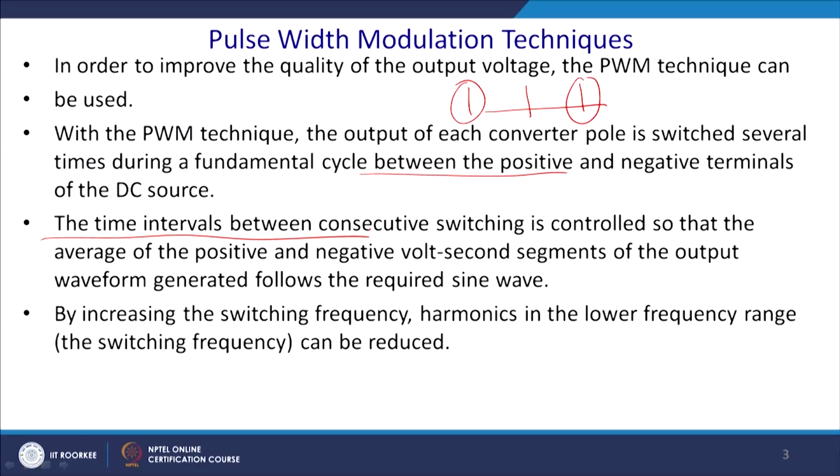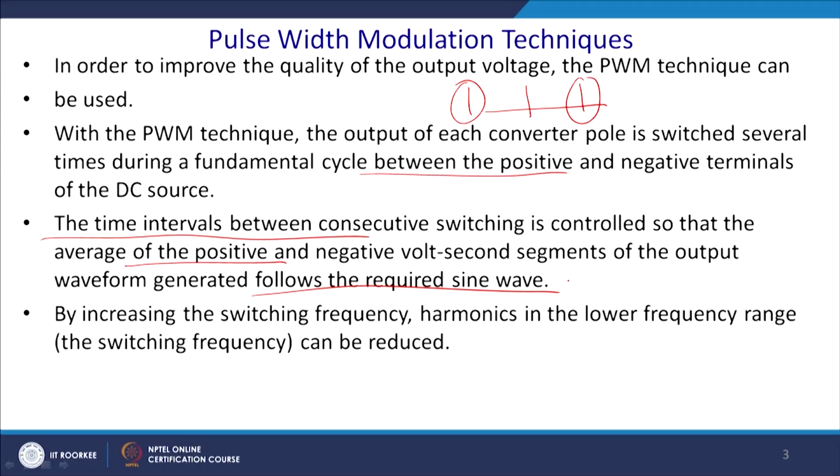The time interval between consecutive switching is controlled so that the average of the positive and the negative voltage per segment of the output voltage is matched, and thus you do not have any DC offset. Otherwise, if the positive area and the negative area do not match, you will have a DC offset. Moreover, the volt-area that you generate by the PWM should match your proper sine wave, so the waveform follows the required sine wave.